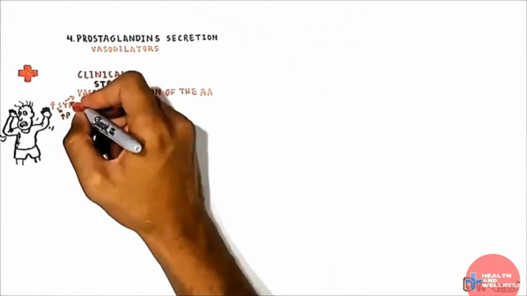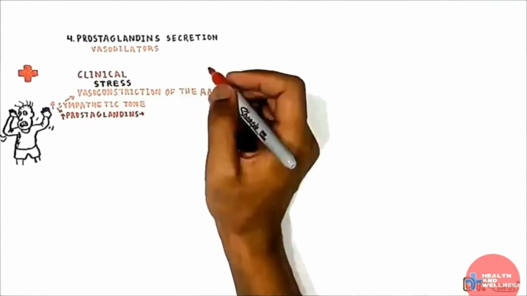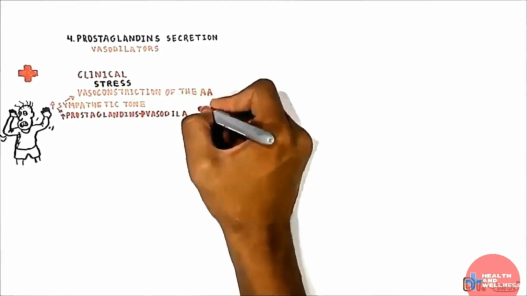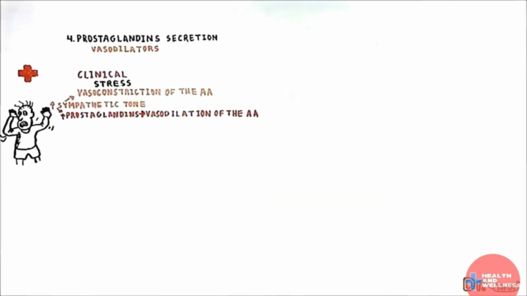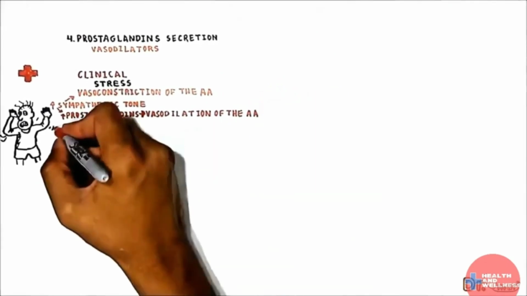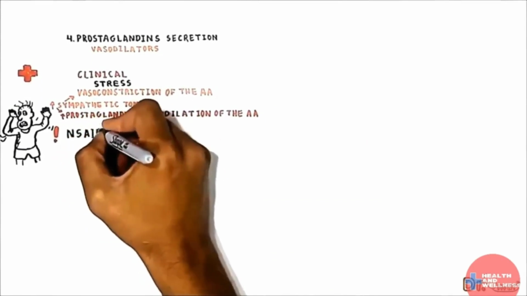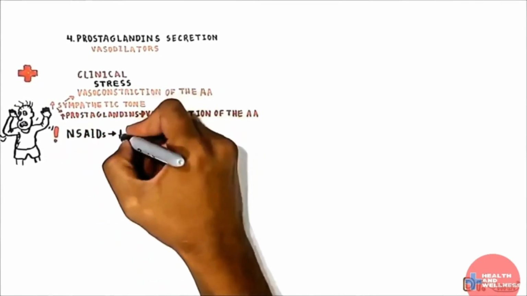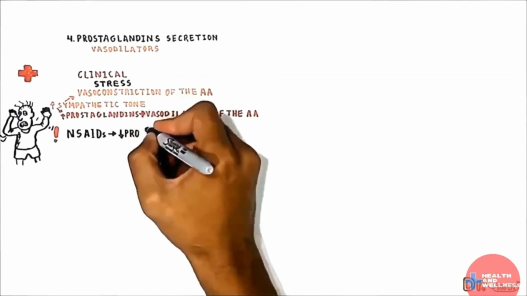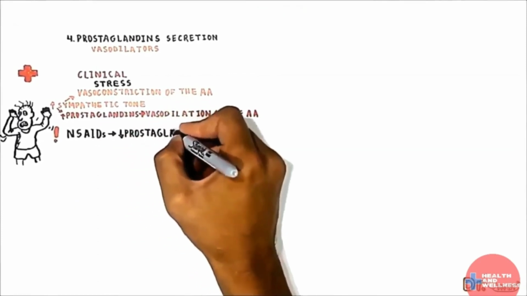During a state of stress, the increase in sympathetic tone causes vasoconstriction of the afferent arterioles. The same stimuli activate a local production of prostaglandins. Prostaglandins lead to vasodilation of the afferent arterioles, thus modulating the vasoconstriction.